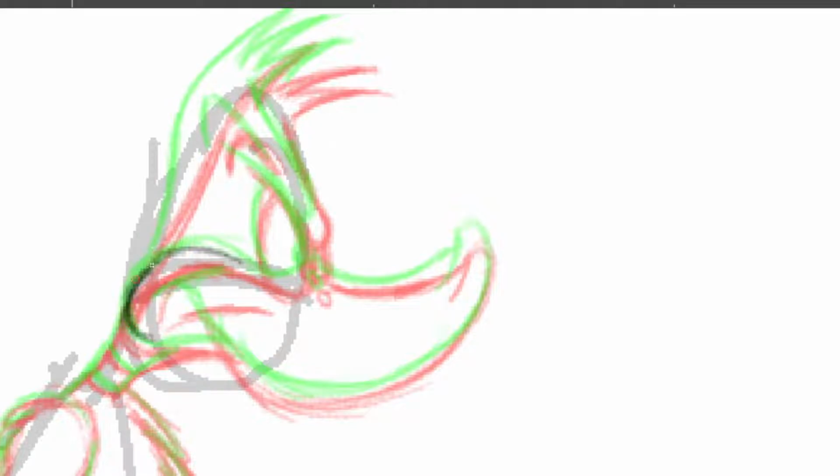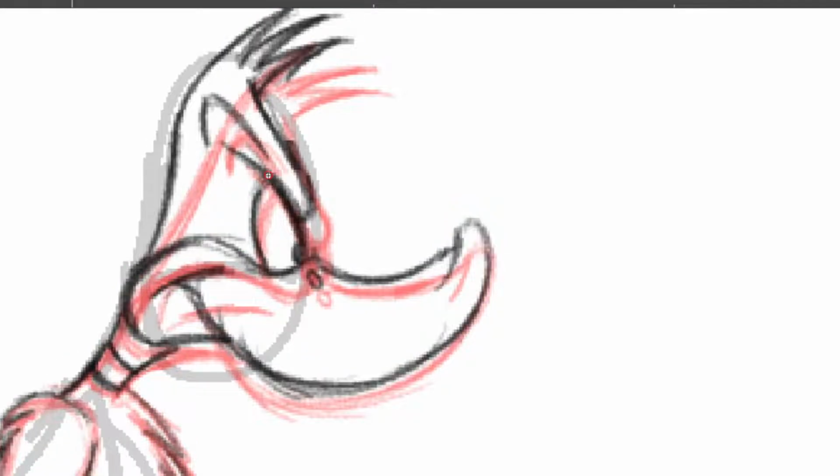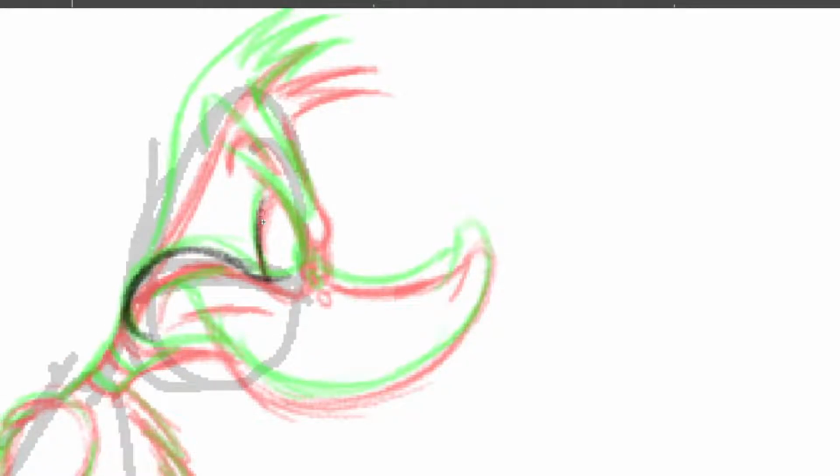Daffy's head, I think, first. Just because it's the one with the broadest movement. I know you're probably thinking, well, that's broad. I know that's very minimal at this point, but it's true.